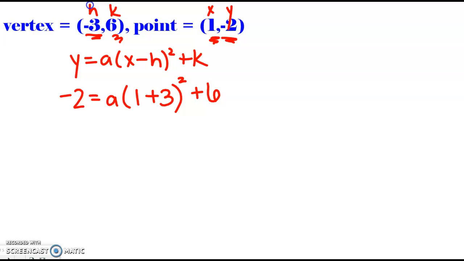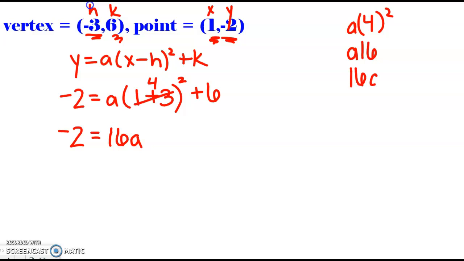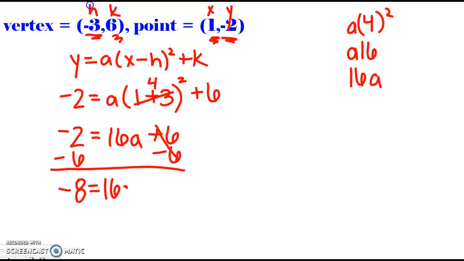Right? Order of operations, 3 plus 1 is 4. 4 squared is 16. So we have -2 equals 16a, because we wouldn't write a times 16. That's weird, right? Because you had a 4 squared, which would be a times 16, which we write as 16a. So we have 16a plus 6. So then we subtract 6 to the other side. We get -8 equals 16a. Divide by 16. So negative 1/2 is a.